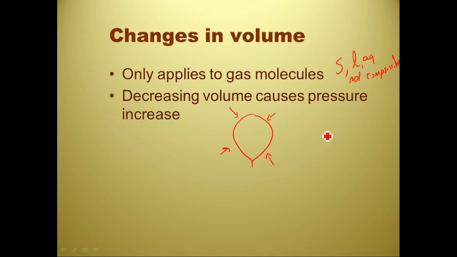Okay, so that means that the volume is going to decrease. But now the pressure inside of the balloon is much, much bigger. The pressure inside the balloon used to be pretty small, let's put it that way. But now the pressure inside the balloon is much, much bigger than it used to be. So a decrease in volume means an increase in the pressure.